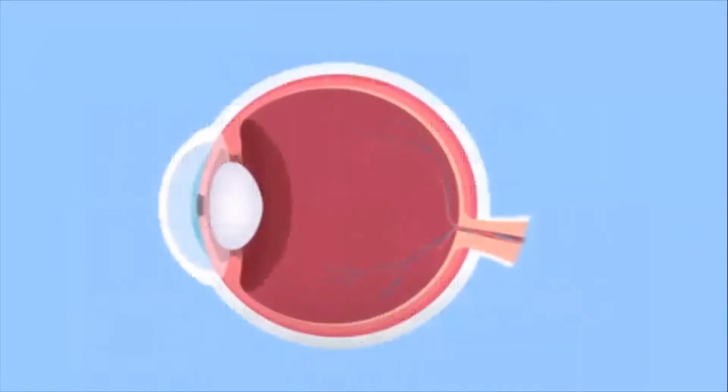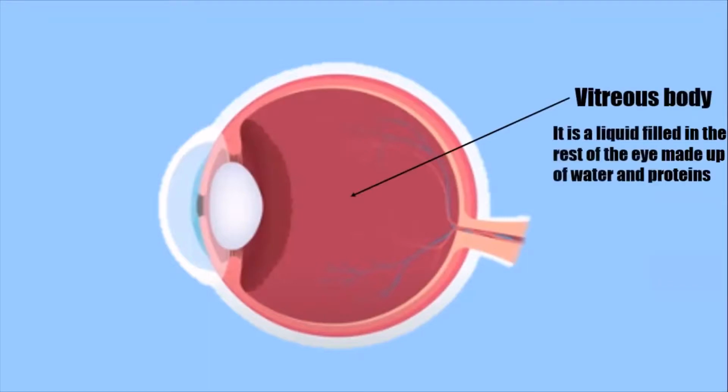Then, this is in the human eye. The human eye is filled with a liquid substance known as the vitreous body. The vitreous body is a liquid filling the rest of the eye, made up of water and protein. It not only helps in filling the eye but also maintains its shape. Then the aqueous humor is found in the area between the iris and lens and also in the area between the cornea and iris. These are the two places where aqueous humor is found. It is also a jelly-like substance similar to the vitreous body.